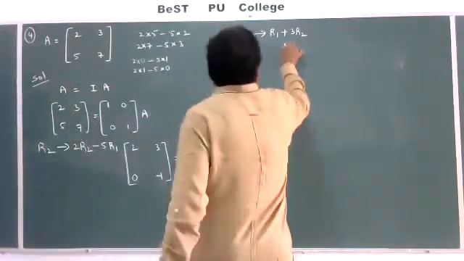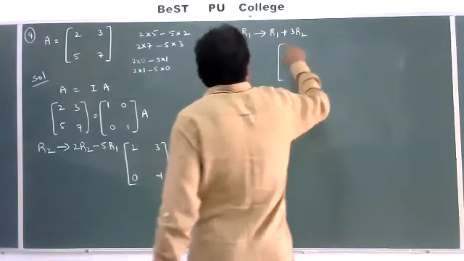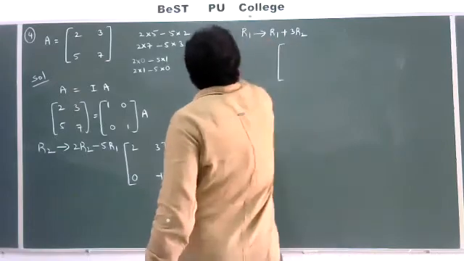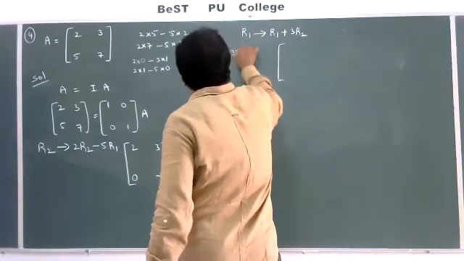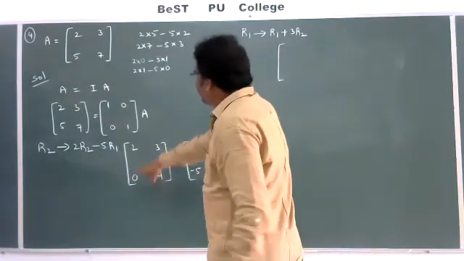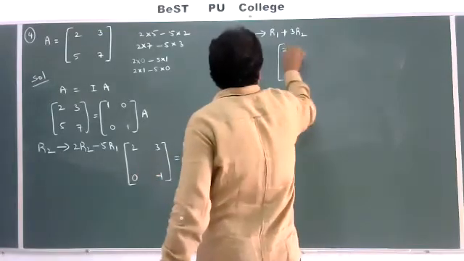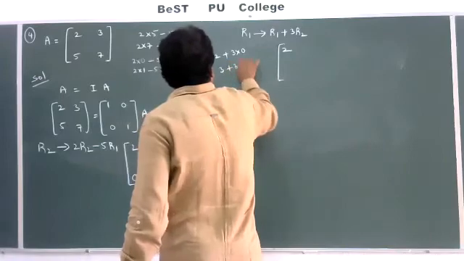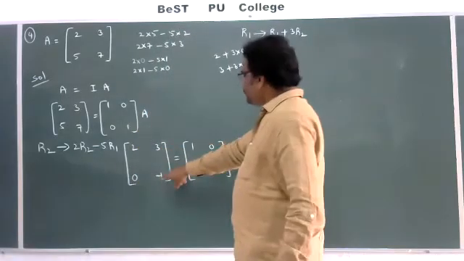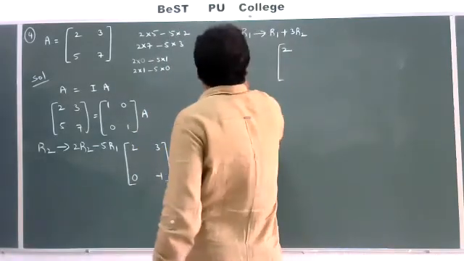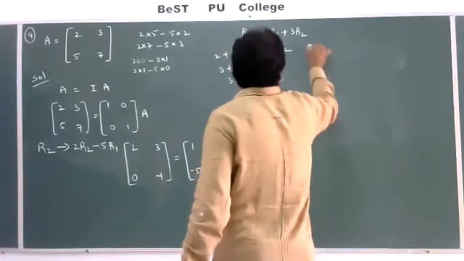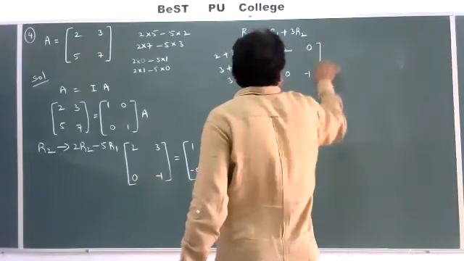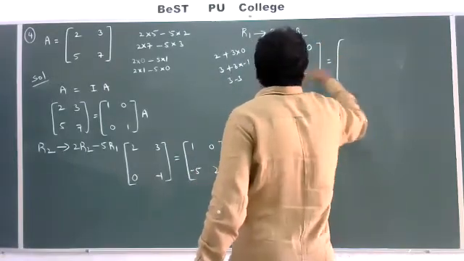That is the matrix. R1 goes to 2 plus 3 into 0, that is you get again 2. Here 3 plus 3 into minus 1, minus 3, 3 minus 3, that is 0. And second row, 0 minus 1, the same operation applies here.